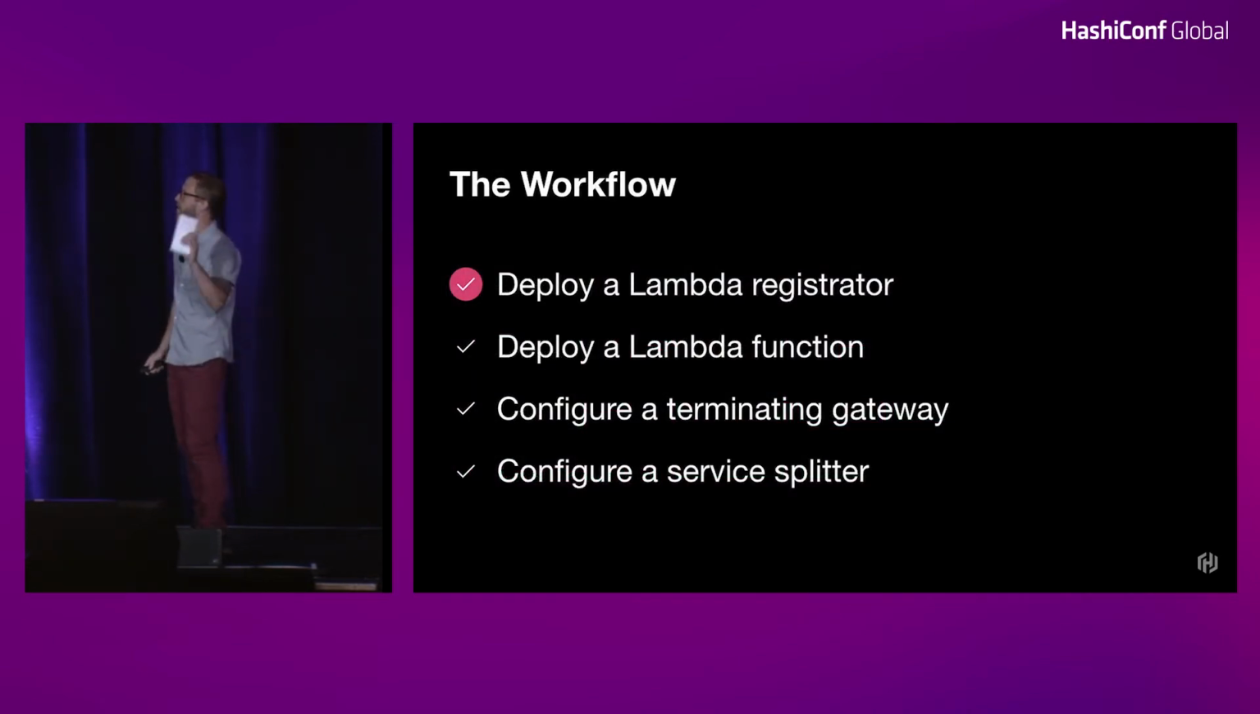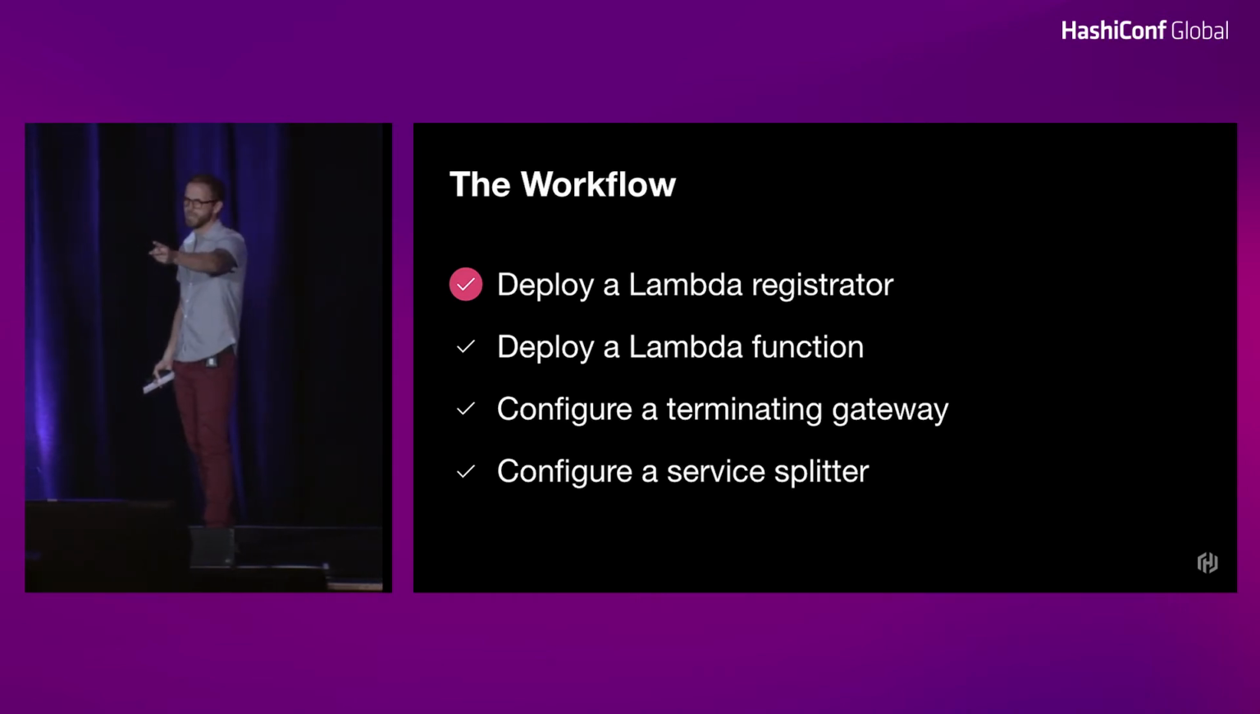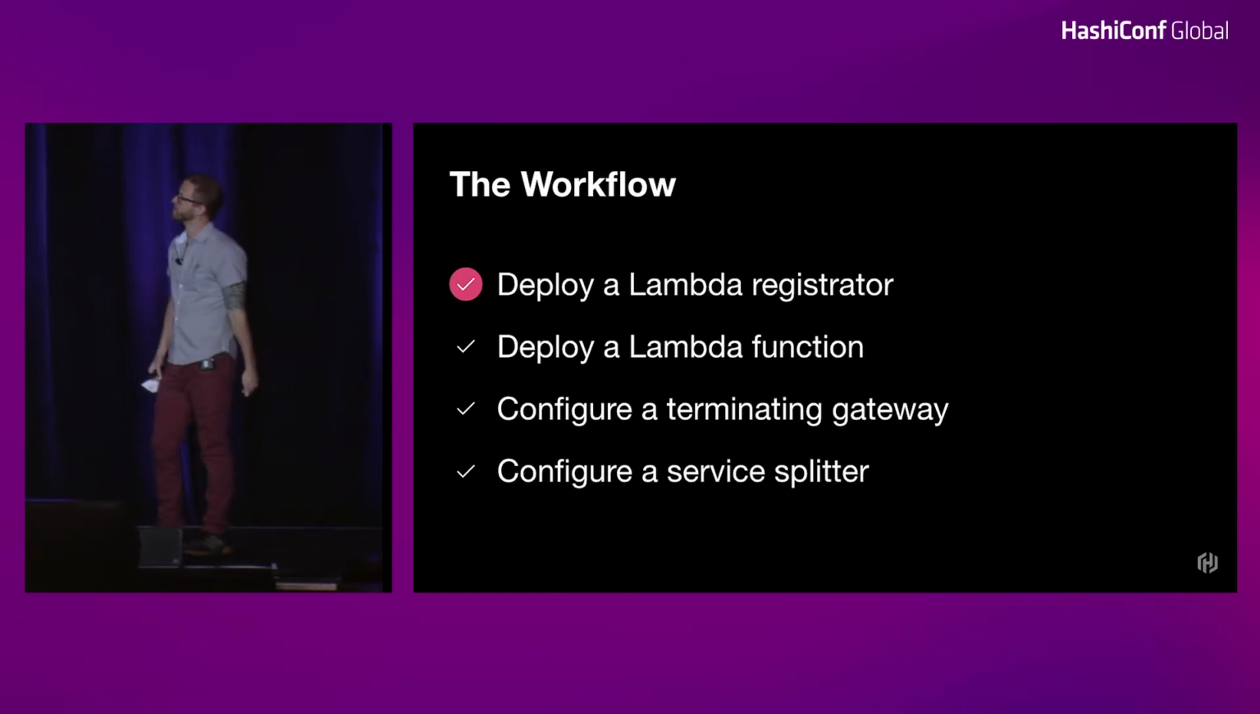Okay, so before we hop back into Visual Studio Code, the 4 pieces. The 2 in Lambda: we deploy a Lambda Registrator, we deploy a Lambda function, we configure, and then the 2 pieces in Consul are configuring the terminating gateway and then configuring a service splitter.